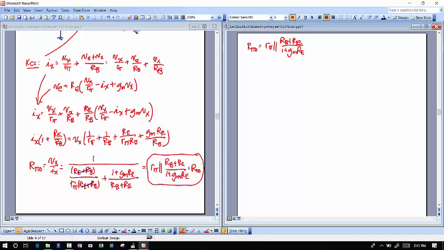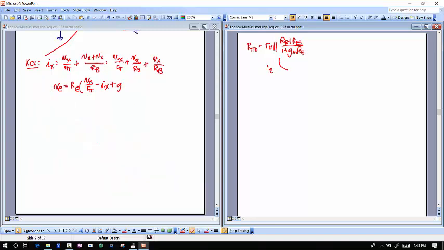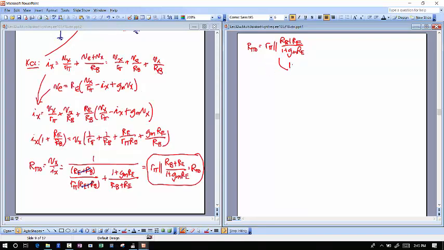And so I could take a few cases here. So if I have RE large, I'll write that here. If I have a large RE in this thing, then this ends up going to R pi in parallel with 1 over Gm. Okay, and 1 over Gm is how big?